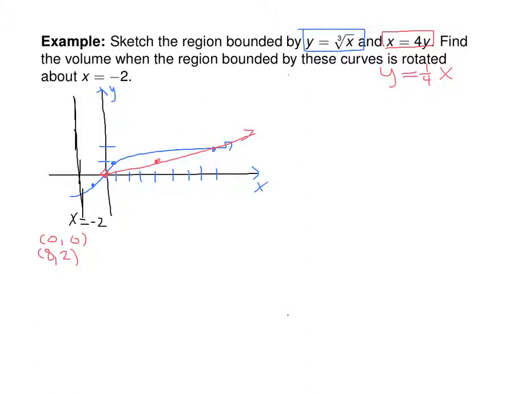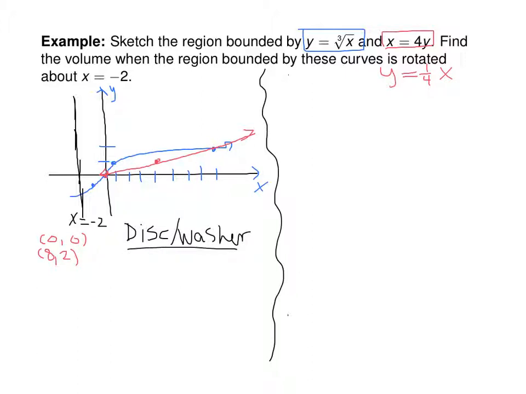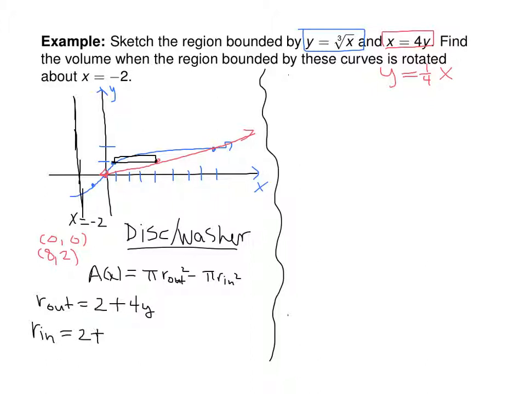So the first thing is, let's just do the disc method first. That's the first one we learned. It's the disc washer. We slice perpendicular to our axis of rotation, so that means like this. And my cross sections are circles with holes in them. So the area of my cross section will be pi r out squared minus pi r in squared. And r out, that's the distance from my axis of rotation to the outer curve. That will be 2 plus 4y. And r in, that will be 2 plus y cubed.